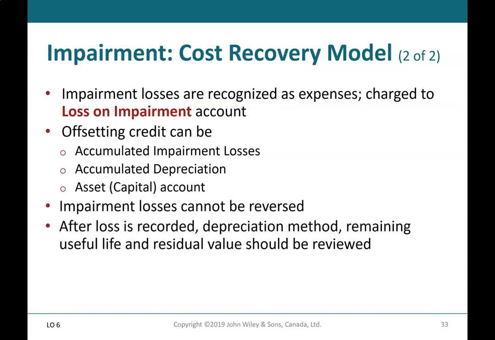Impairment losses cannot be reversed. After the loss is recorded, the depreciation method, remaining useful life, and residual value should be reviewed. This is used under ASPE.